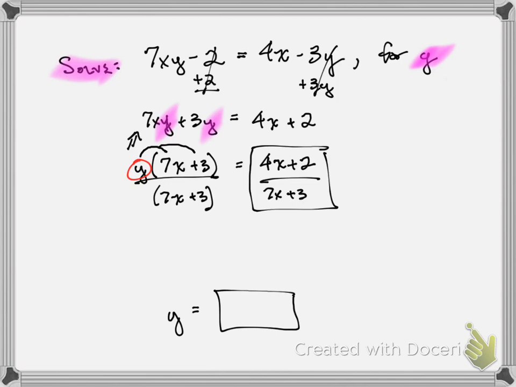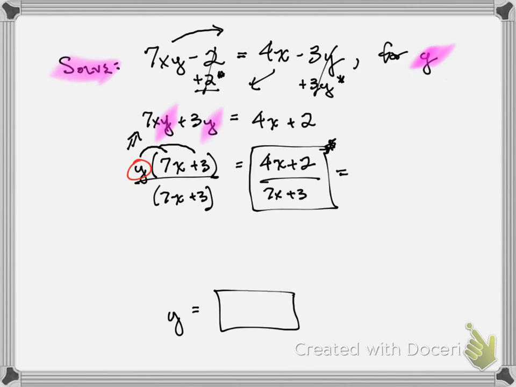I'd like to take a moment and talk about an alternate solution that is equivalent to this answer. And that alternate solution would result if I had gone the opposite direction. So in the first example, I added 2 to both sides. I added 3y to both sides. What if I had gone the other way? If I had subtracted 7xy and subtracted 4x, then I would have this.